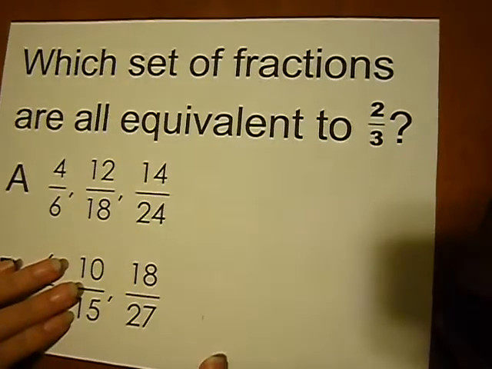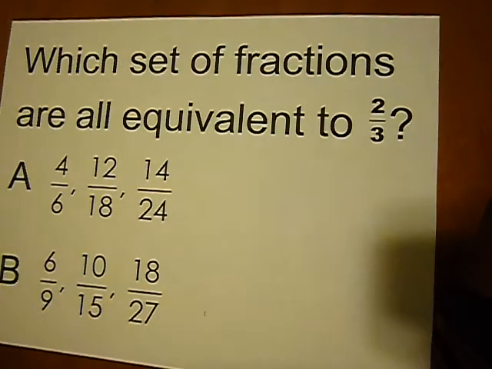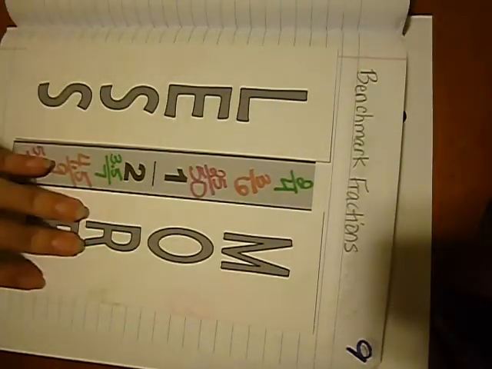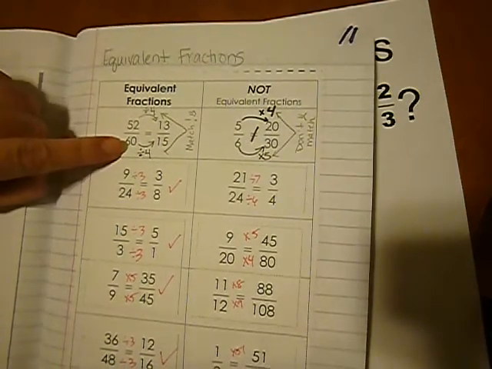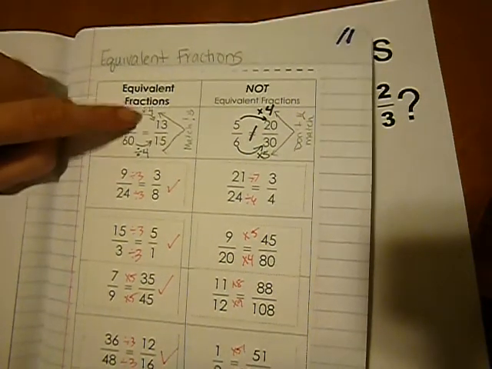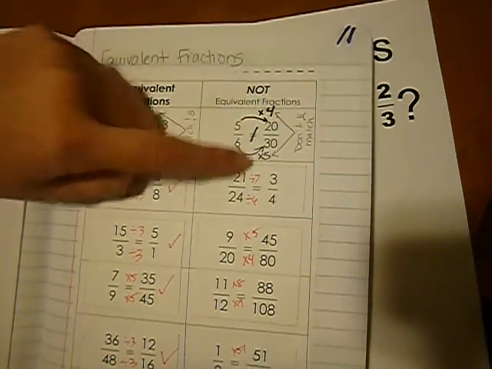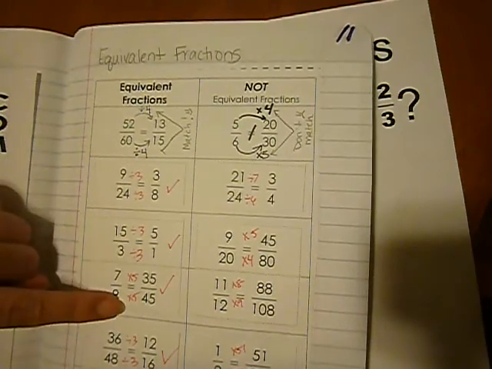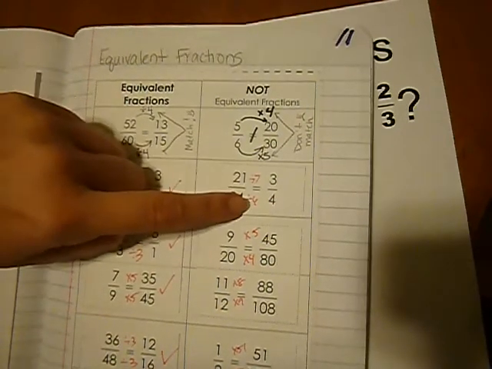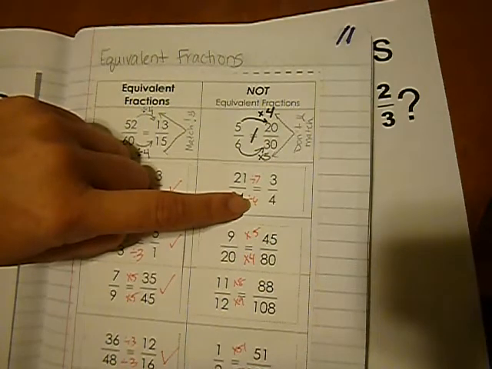The next thing we need to be able to do for this test is to identify and create equivalent fractions. So if we check our journal, here's our page on equivalent fractions. So we can see that in order to figure out if the fractions were equivalent or not, we check to see what it was multiplied or divided by. And if it was multiplied or divided by the same thing, then it was equivalent. If 2 different numbers were used, then it was not equivalent.